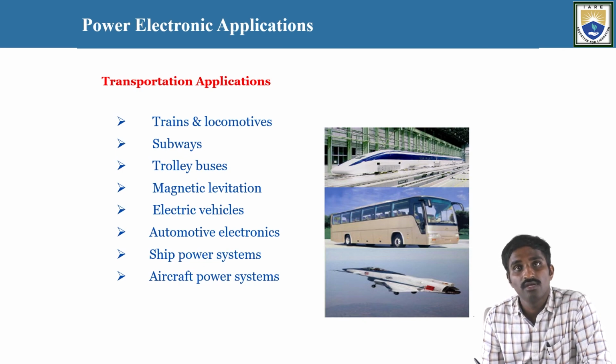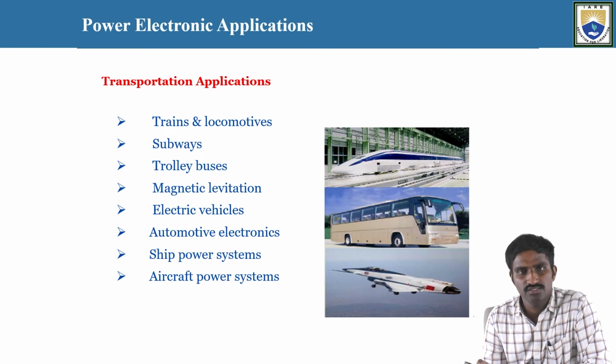in the transportation application also, we use these power electronic applications. Just now we have discussed the electric vehicle. That is also one kind of transportation application. Okay, in trains and locomotives also we use it, because again to control the speed. Okay, and subways, trolley buses and magnetic aviation, electric vehicles, automotive electronics, ship power systems, aircraft power systems.